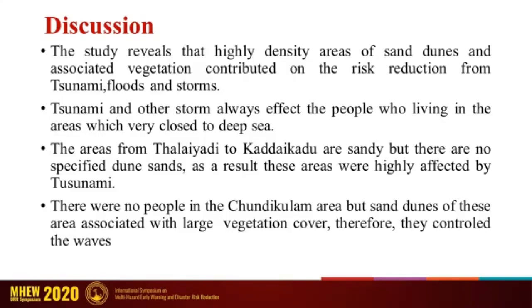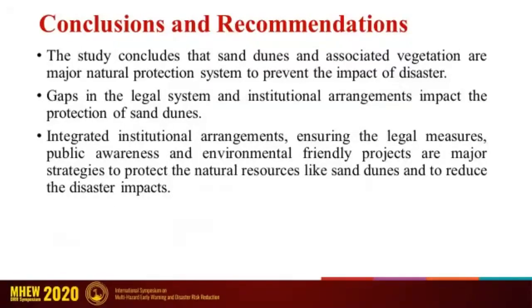So very large-scale sand dunes had been removed in the Ambalan and Kudathane area during the period of 2009 to 2015 through sand mining activity. I come to the conclusion. The study concludes that sand dunes and associated vegetation are major natural protection systems to prevent the impact of disaster. Gaps in the legal system and institutional arrangement impact the protection of sand dunes. Integrated institutional arrangement, ensuring legal measures, public awareness, and environmentally friendly projects are major strategies to protect natural resources like sand dunes, and it reduces the disaster impact.